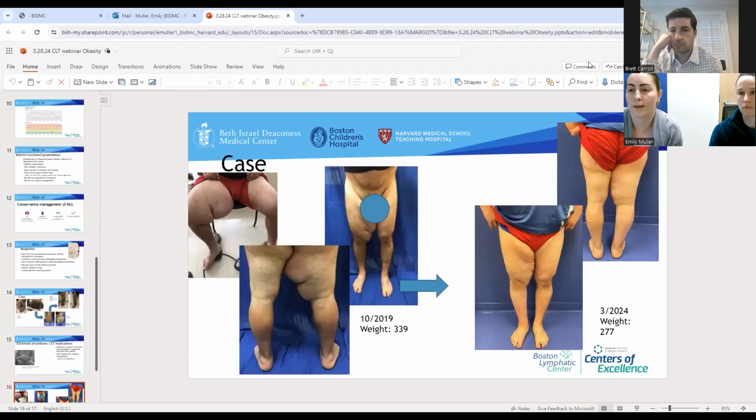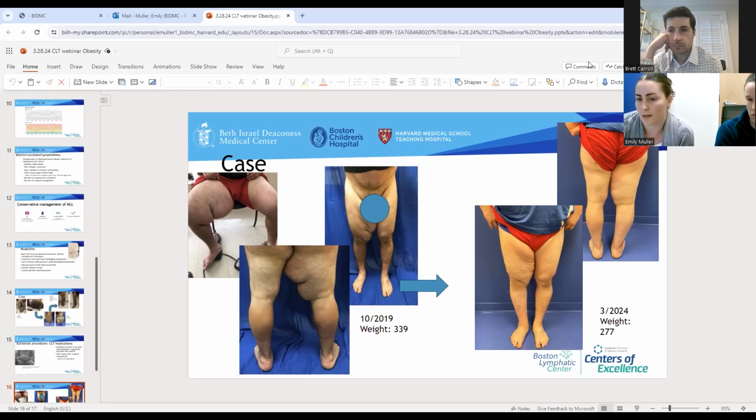This is a quick case on a patient that had a surgical excision of their MLL. So as you can see in 2019, he had an MLL on his right upper thigh. He actually had a crush injury in 2017, and then he developed that swelling afterwards. Basically from 2019 to 2022, he had conservative treatment, so different types of compression, elastic wraps, custom garments.